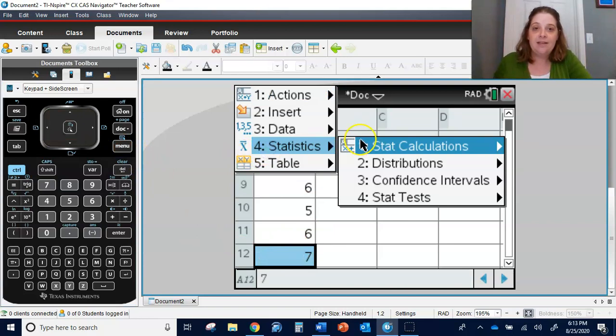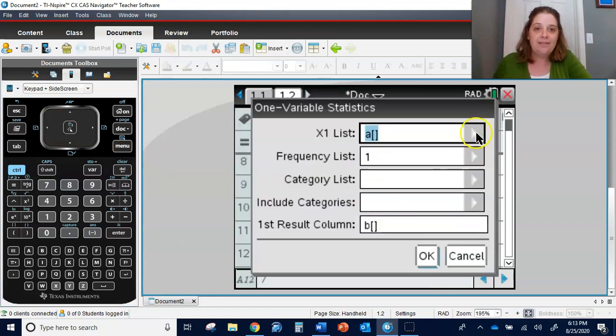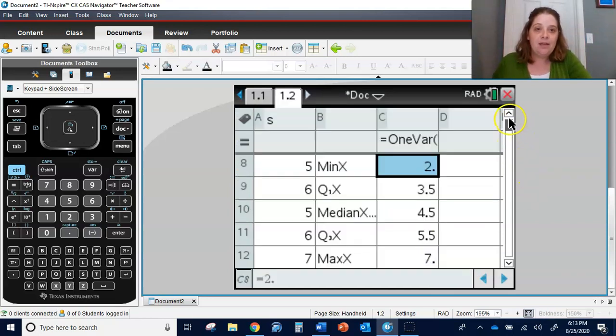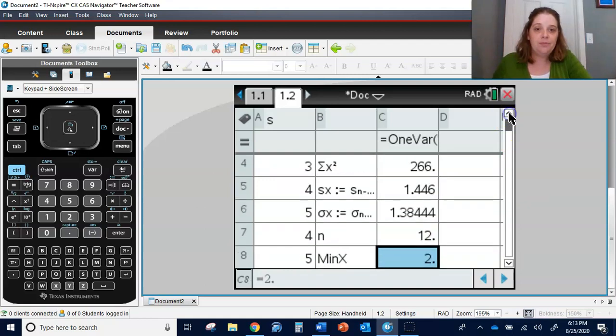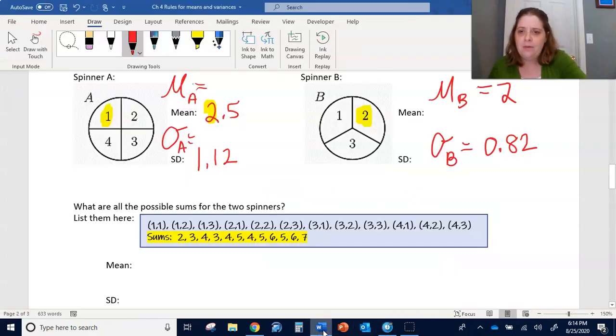Menu, statistics, stat calculations, one variable statistics, one list, and I want set S. Okay, and we'll scroll back up to the top. I am looking for my mean. My mean is saying 4.5, and my standard deviation is saying 1.38. All right, so my mean is 4.5, but my standard deviation is 1.38.